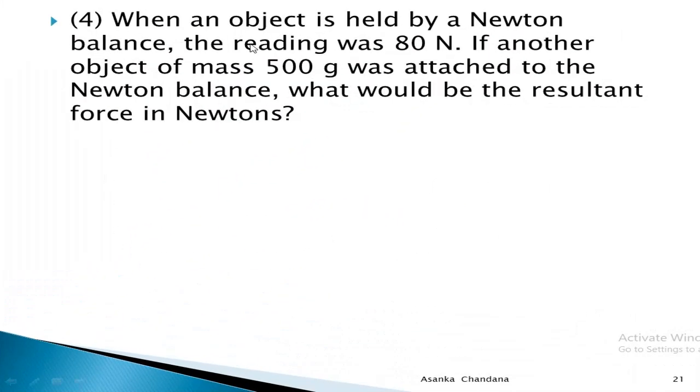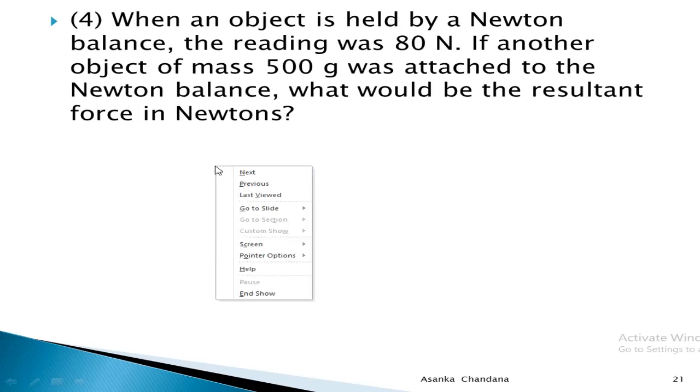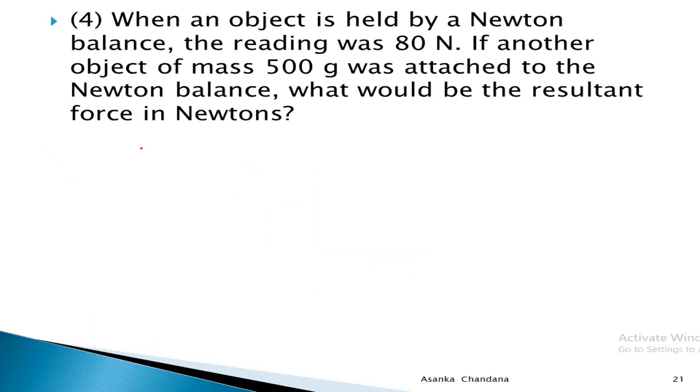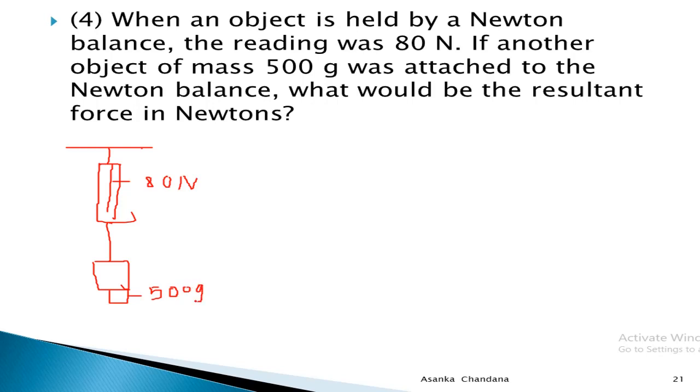Question number 4 is, when an object is held by a Newton balance, there is a Newton balance like that. On this Newton balance, one object is held like that. Its reading was 80 Newton. Then if another object of mass 500 gram was attached to the Newton balance, what would be the resultant force in Newton?